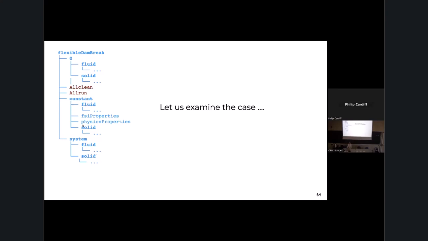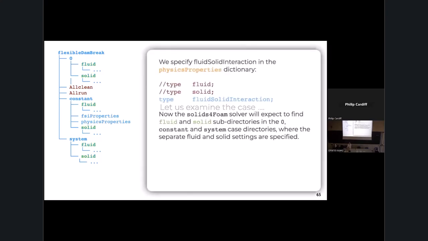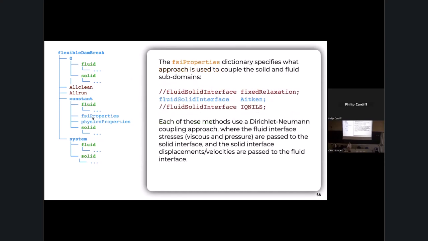But once again, when solids4foam runs, it will look for physicsProperties. That's the first thing it looks for. This time it's set to FSI, or fluid solid interaction. Then it'll look for fsiProperties in this top level. So that defines the coupling approach, like this Aitken or IQNILS method. And then it will expect these subdirectories.